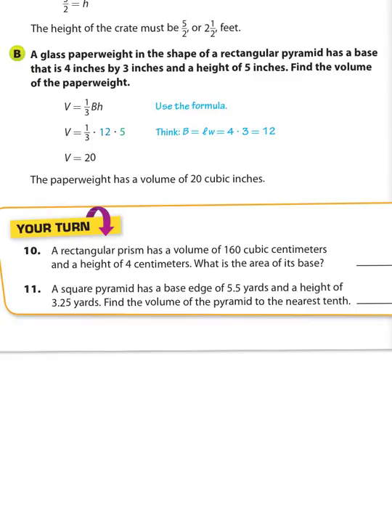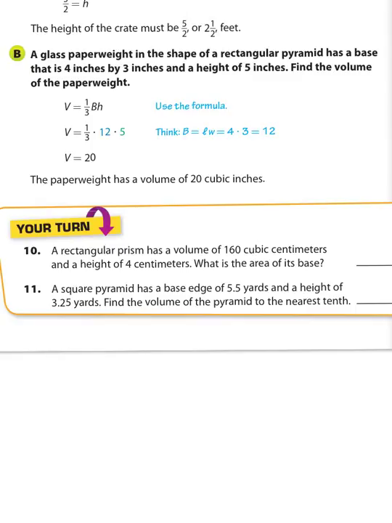Let's skip over example A because that was the volume of a rectangular prism. We have already done that. And let's look at B. A glass paperweight in the shape of a rectangular pyramid has a base that is 4 inches by 3 inches and a height of 5 inches. Find the volume of the paperweight.